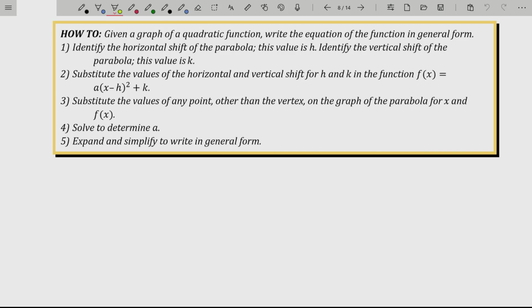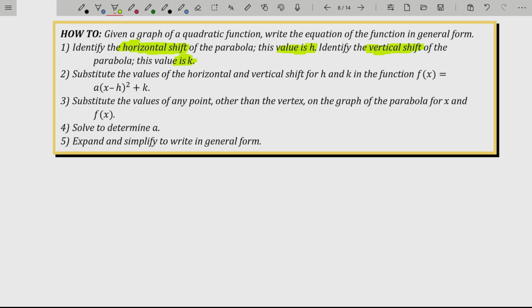So given a graph of a quadratic function, let's suppose that you're expected to write the equation of the function in general form. So how do you do that? Well, look for the vertex. And that's just done by looking for the horizontal shift. That value is h. And the vertical shift. That value would be k, right? That's how far you've lifted it up. And we've done a review of transformations of functions, so that should be okay.